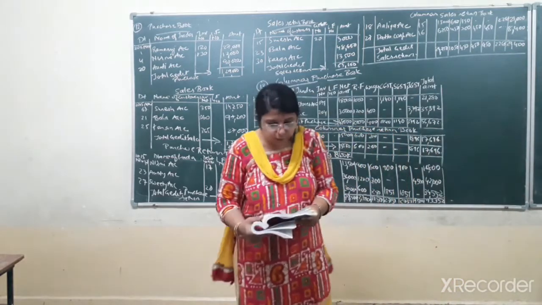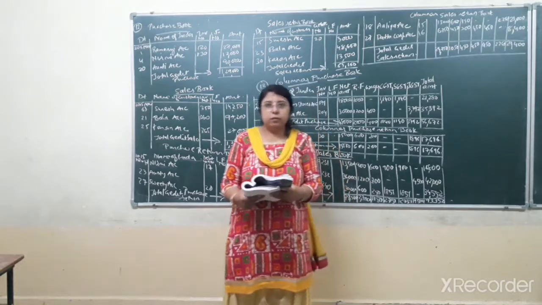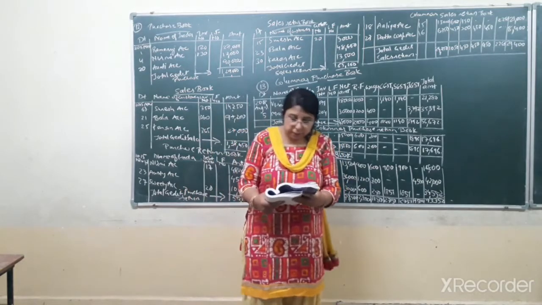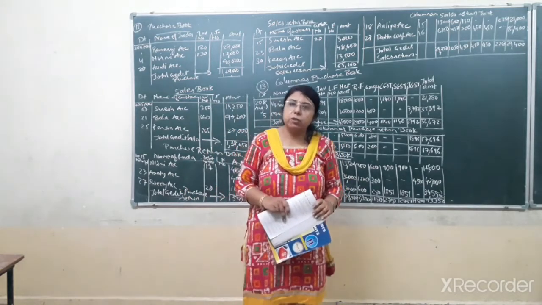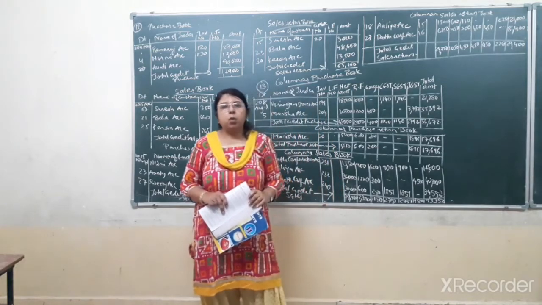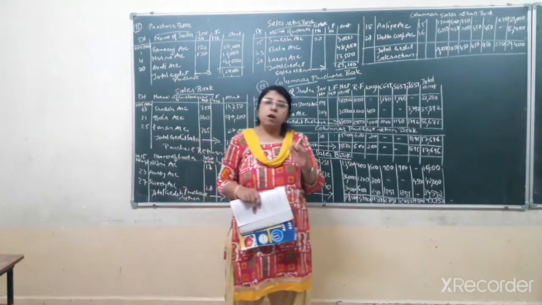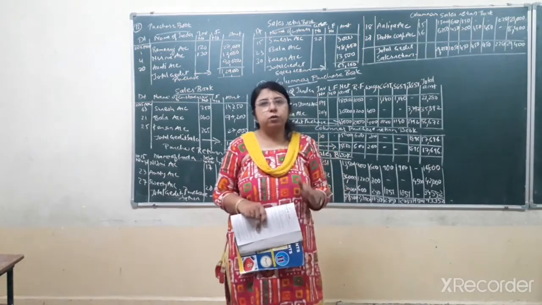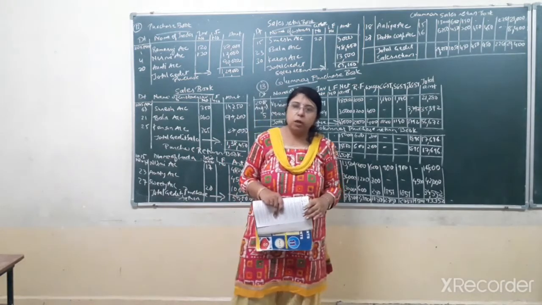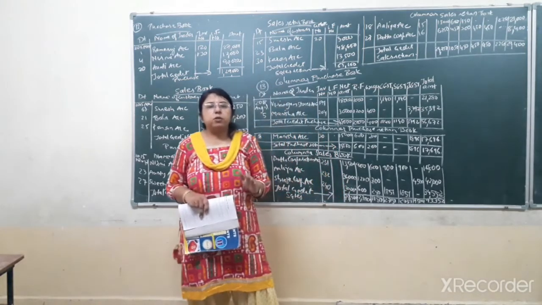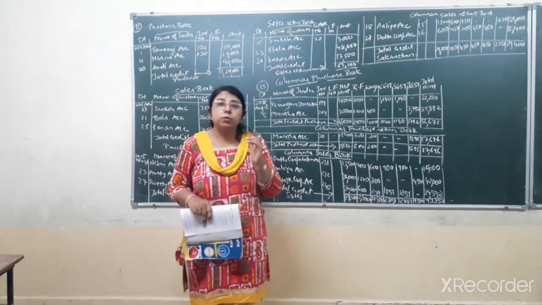Okay, next one, that is 28th date and 30th date. These two transactions are related to cash purchase and cash sales, so they will not be recorded in goods subsidiary books because we are recording only credit transactions in goods subsidiary books. After completing all the transactions, we have to do the total of all the goods subsidiary books.